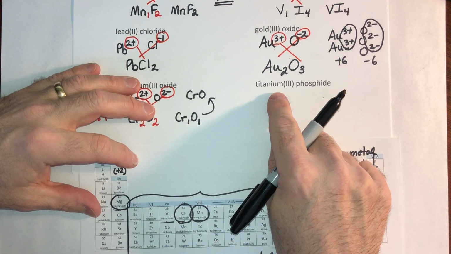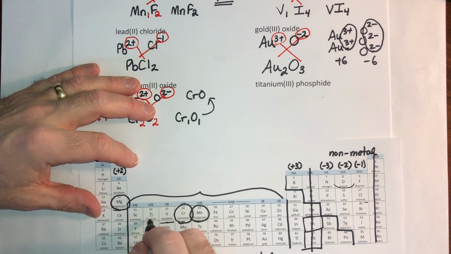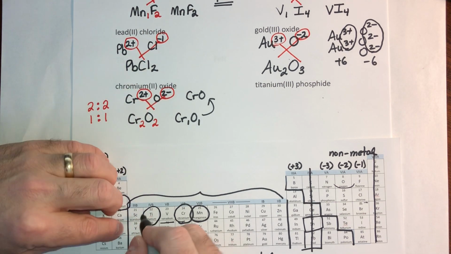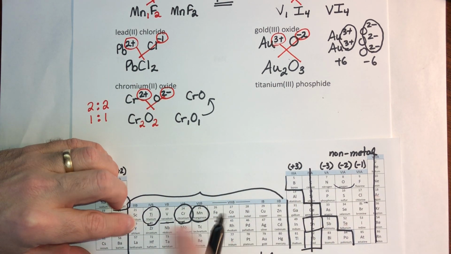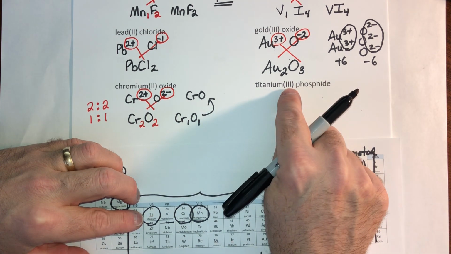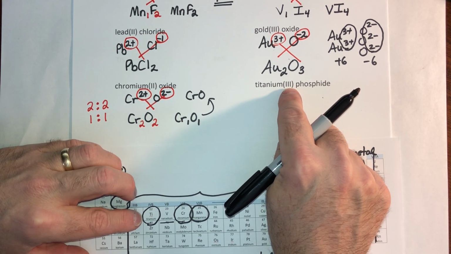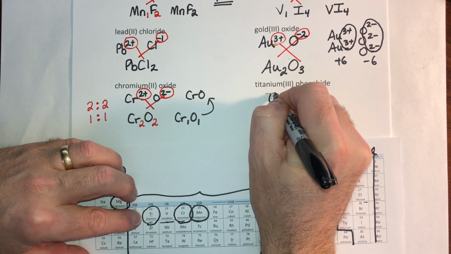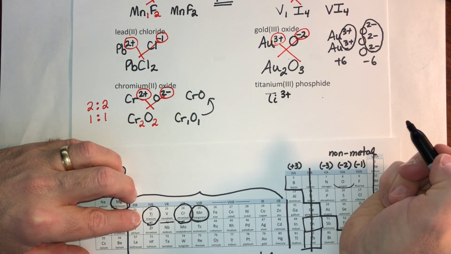If I look up titanium(III), titanium is here. It is a transition metal. It has more than one charge, and the problem tells you what the charge is. So this would be Ti 3+.